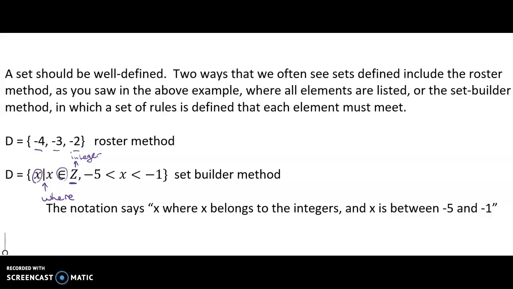So we have X where X belongs to the set of integers Z, comma. That means that here's a rule coming up for those integers Z. So integer Z, where X is between -5 and -1. So all of the integers between -5 and -1 belong to our set D. The notation says X where X belongs to the integers and X is between -5 and -1. So note, we have this vertical line here that means where, and the comma means and.